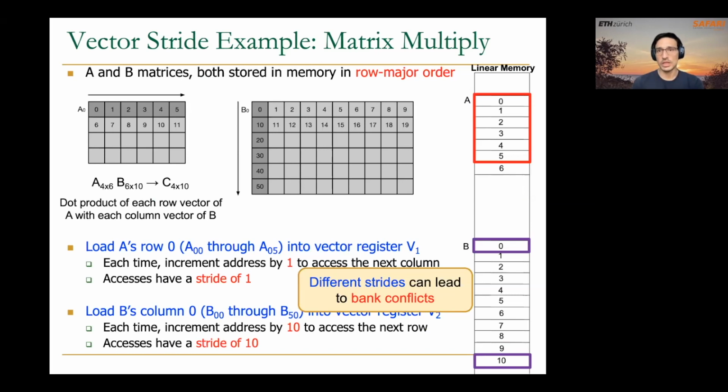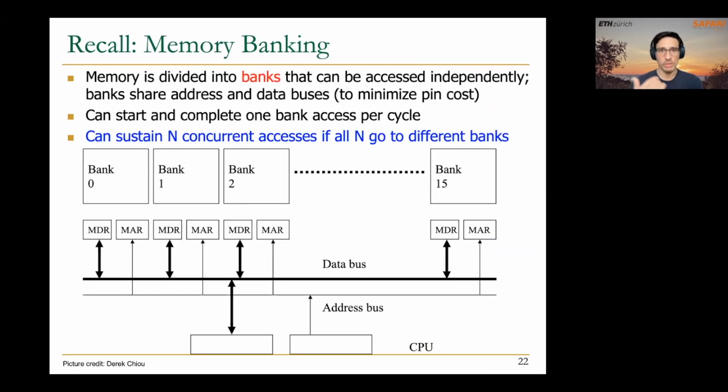In our matrix multiplication example, remember that matrix A was accessed with a stride equal 1, while matrix B was accessed with a stride equal 10. So in this case, we have different strides, and the fact that some of these strides might not be prime relative to the number of banks, for example, 16, may cause bank conflicts. But how do we minimize them? We are going to see some ways of minimizing them, but first of all, let's make sure that we understand what we mean by a bank conflict.